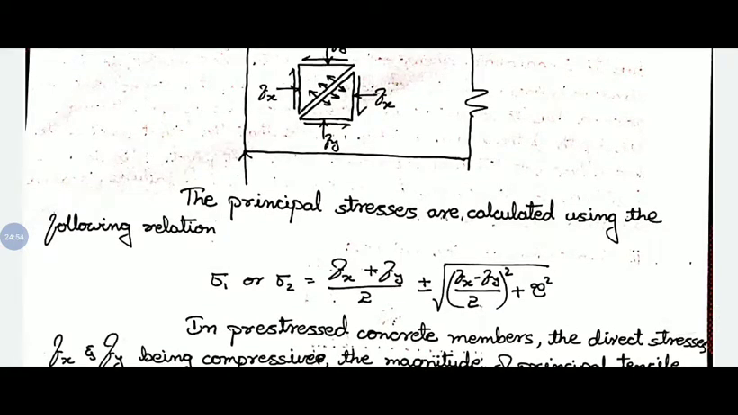We have one equation to calculate the principal stresses sigma 1 and sigma 2. For that we first need to calculate the direct stresses fx and fy, then sigma equals (fx plus fy) by 2 plus or minus the square root of ((fx minus fy) by 2) whole squared plus tau squared. If we want sigma 1, the maximum principal stress or principal tensile stress, we take the positive sign. If we want the minimum principal stress, or principal compressive stress, we take the negative sign.